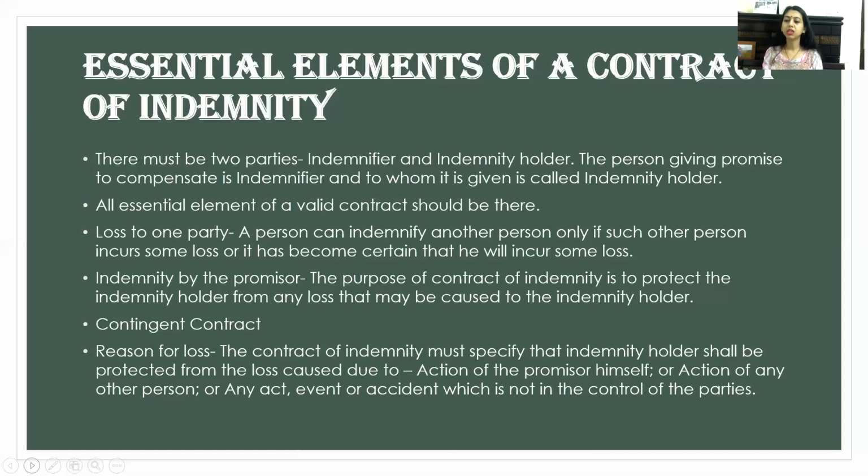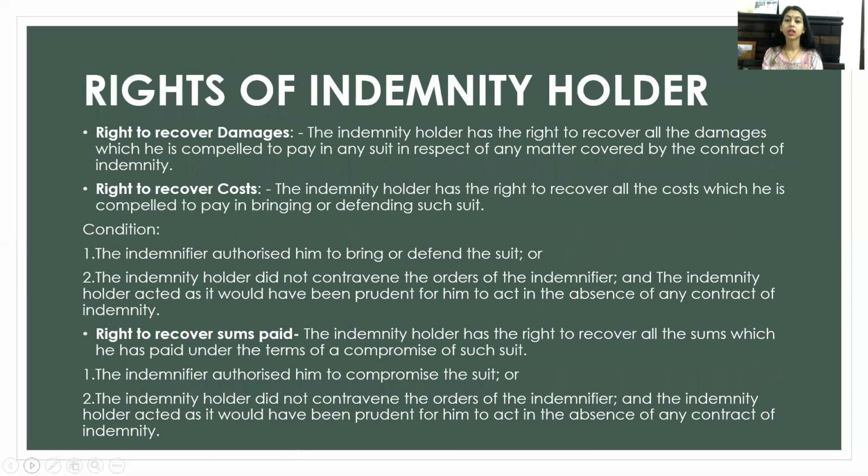Next essential element is reason for loss. The contract of indemnity must specify that the indemnity holder shall be protected from the loss caused due to, first, the action of the promisor or the indemnifier himself, or the action of any other person, or any act, event or accident which is not in the control of the parties. Next, rights of the indemnity holder. Now, these rights of the indemnity holder have been specifically given under Section 125 of the Indian Contract Act.